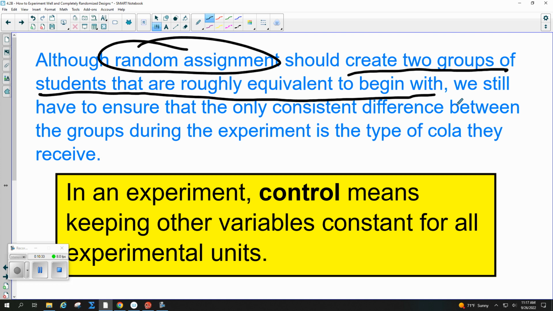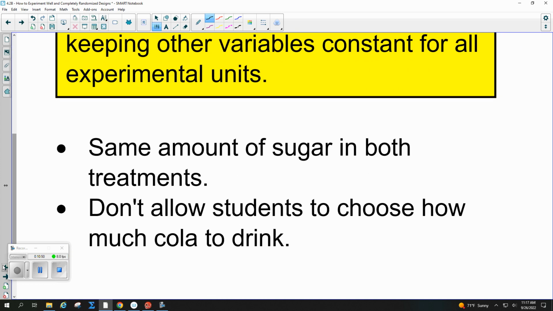So roughly equivalent groups. Okay, there's other things we want to control for. So there's 2 definitions of control. One is a control group, and the other is let's control for other factors that could affect the experiment. So some things we would want to control for, we wanted to make sure you're all drinking the same amount of cola, right? If some of you guys just did a little sip, that would definitely change our output. So we want to have everyone drink the same amount, okay?